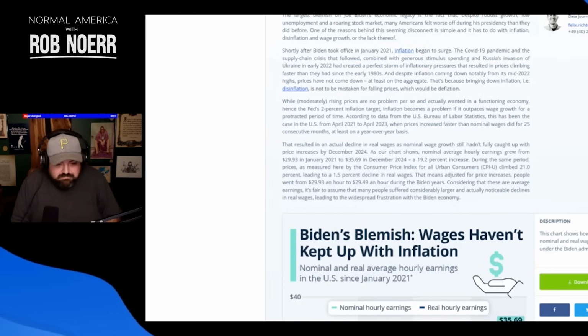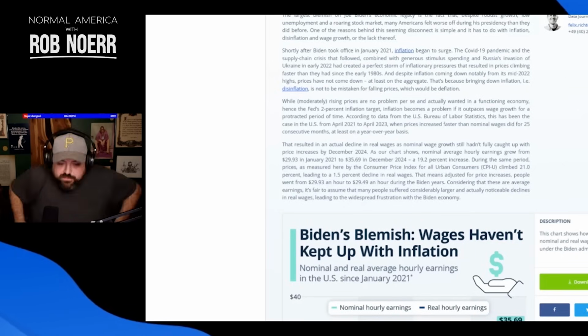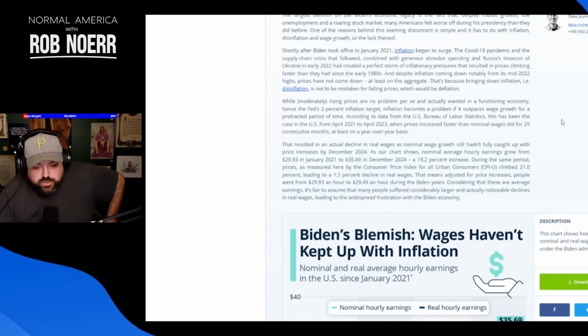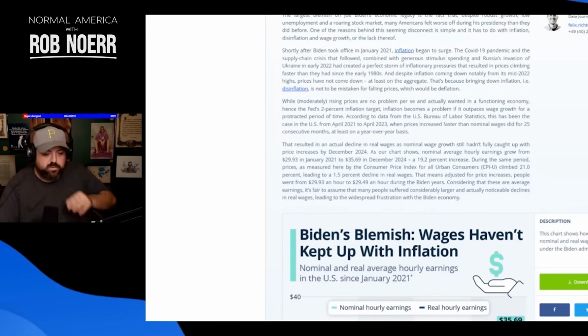See that? Roughly a 40-cent drop there. Considering these are average earnings, it's fair to assume that many people suffered considerably larger and actually noticeable declines in real wages, leading to widespread frustration with the Biden economy.